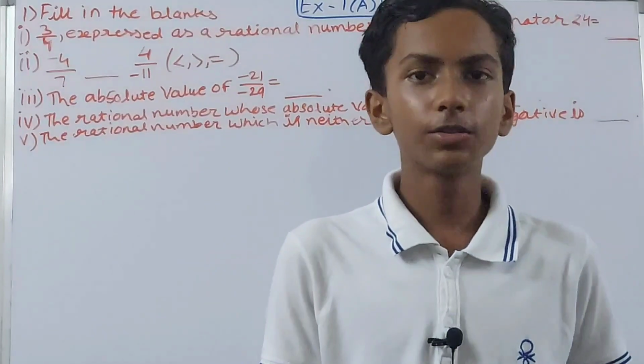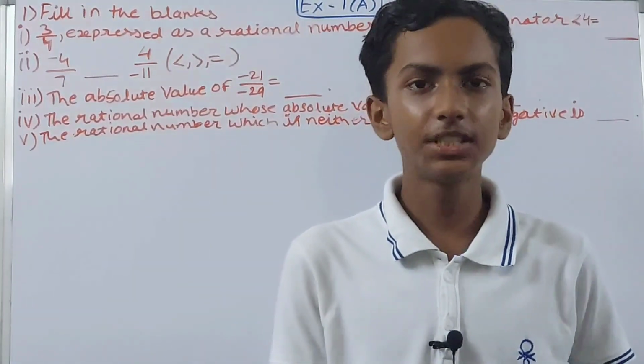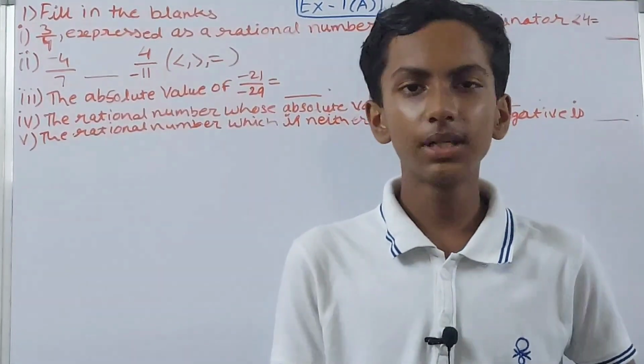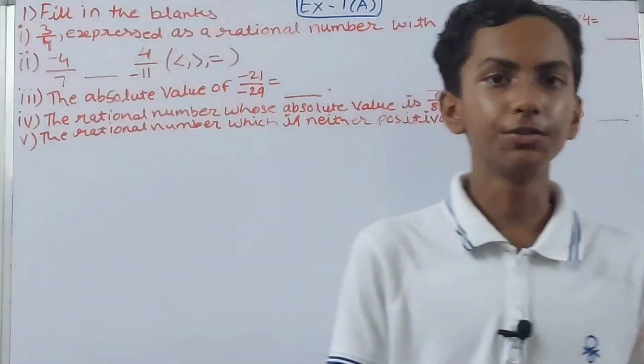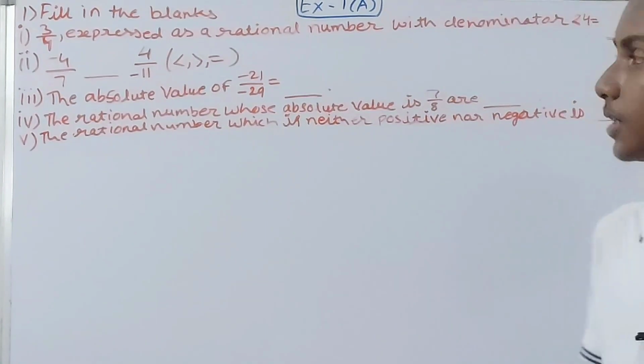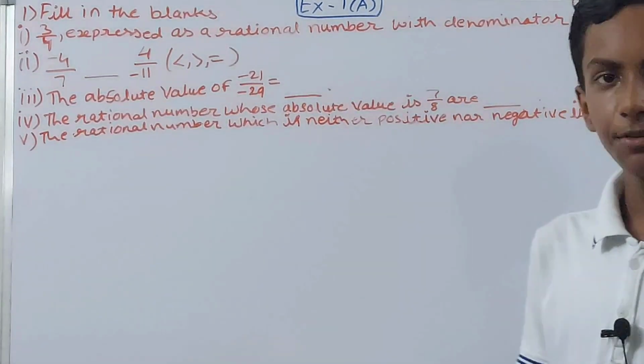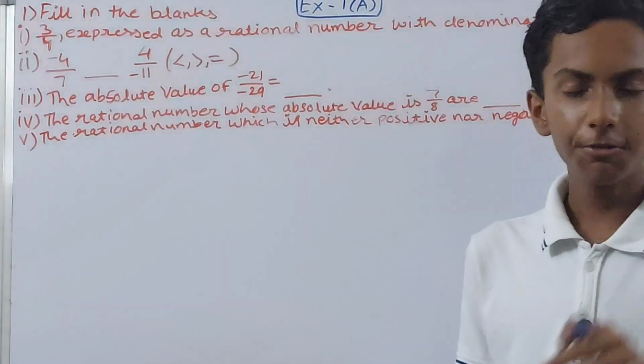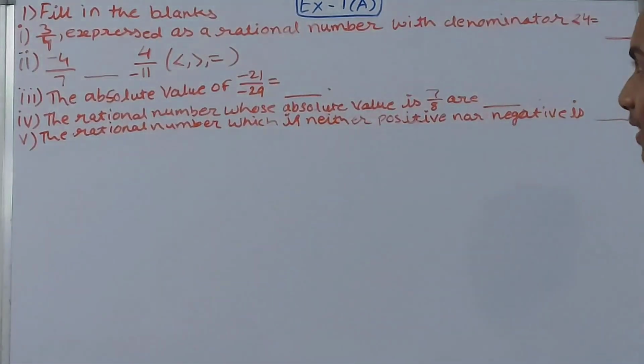In this video we are going to solve ICSE Mathematics Class 8 Chapter 1 Rational Numbers Exercise 1A Question 1. This is fill in the blanks, right? So it's the fill in the blanks general question, and in these questions different things have been asked from different topics, not just one. There are many things in this, right?